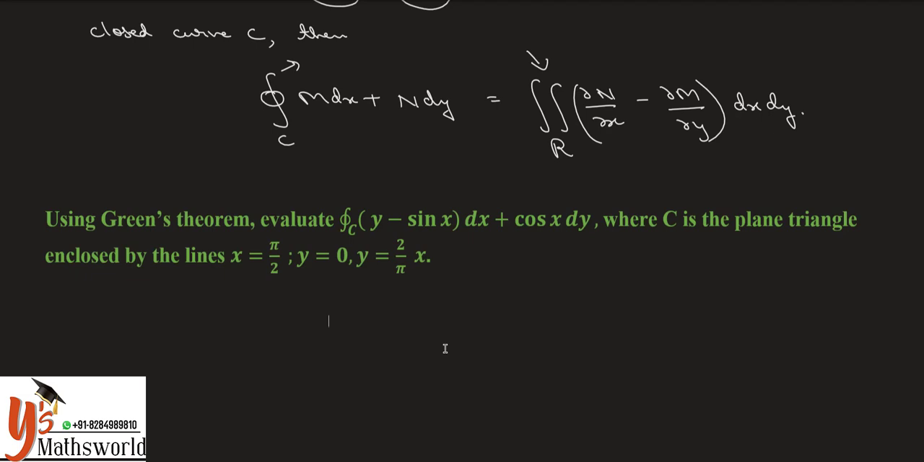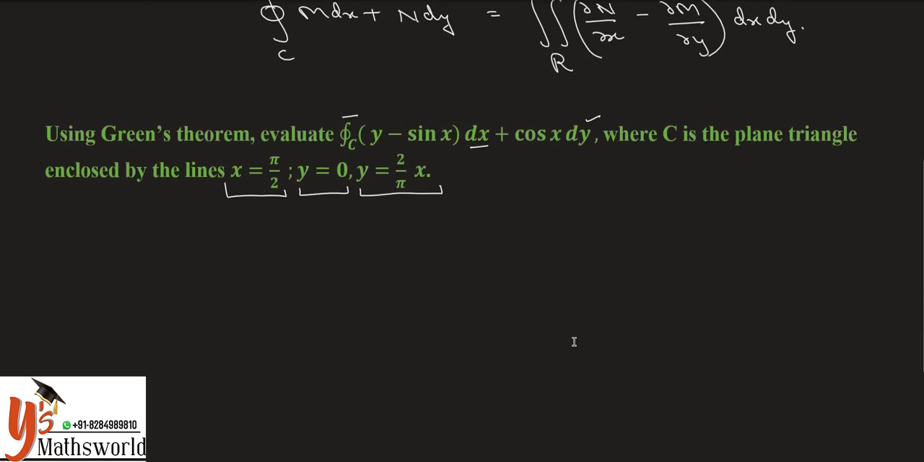Using Green's theorem, we have to evaluate the line integral along a closed curve C, (y minus sin x) dx plus cos x dy, where C is the plane triangle enclosed by the lines x equal to pi by 2, y equal to 0 and y equal to 2 by pi into x. So these are the three lines which we are going to deal with.